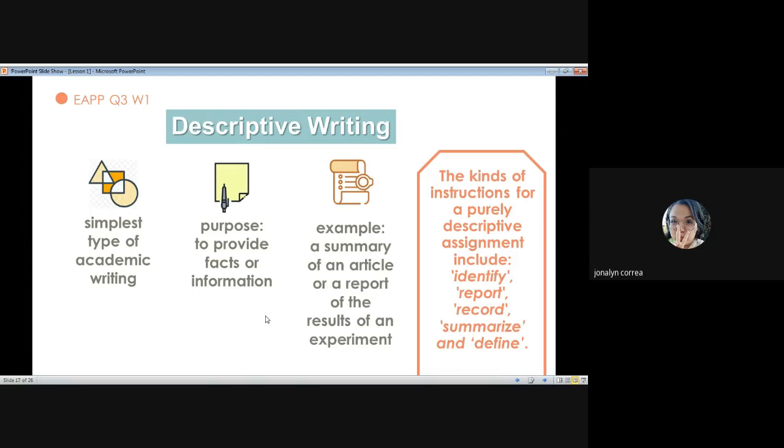So here are the kinds of instruction for a purely descriptive assignment. So mostly in your subjects, find this instruction. Once you find these kinds of instructions, basically your paper will be written in a descriptive type of writing. So what are these? Identify, report, record, summarize, and define. So these are more of descriptive writing.